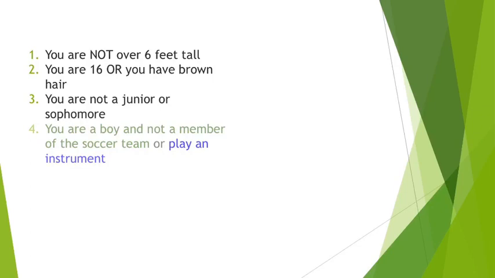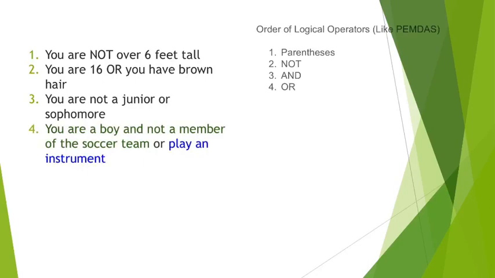You are a boy and not a member of the soccer team, or you play an instrument. So you might be a girl and qualify, have a true, if you play an instrument. Otherwise, if you're a boy, you could only be part of this group if you don't play on the soccer team. And a boy, if you play an instrument, you could also be part of the group. So lots of different weird combinations. You got to kind of think through to see if something might be true or false.